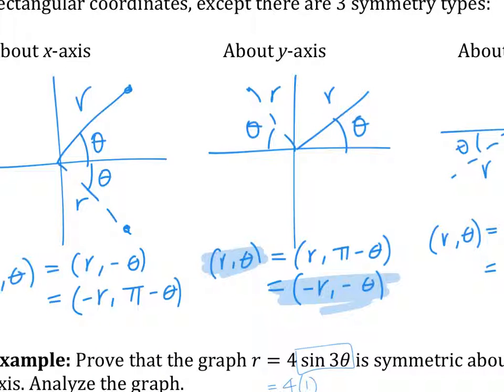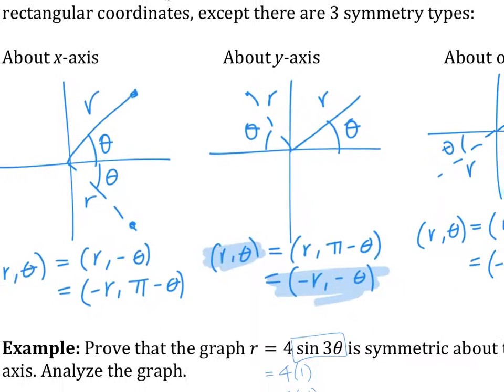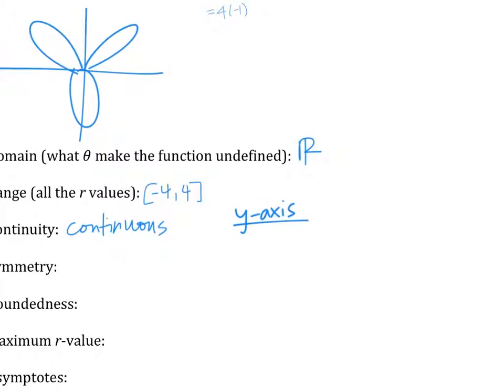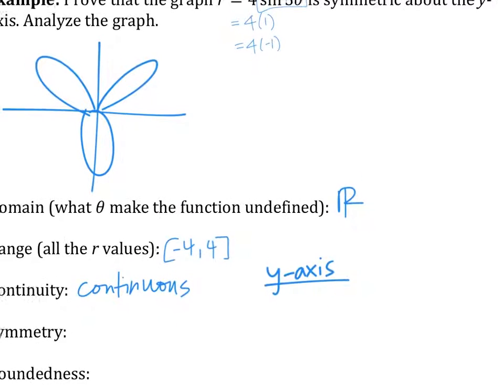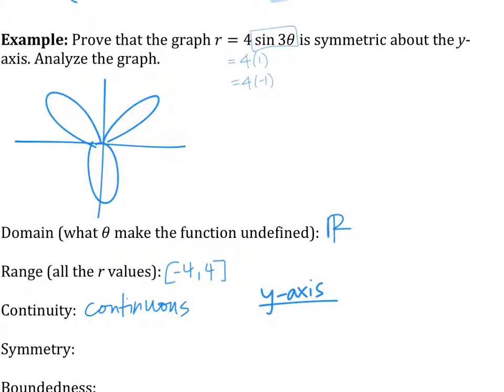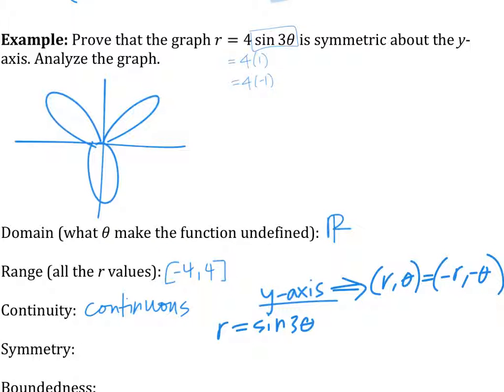R theta equals negative r negative theta. That means if I put negative r, negative theta in the function, I should get the same function back. So my function is r equals sine 3 theta. To prove y-axis, r theta has to equal negative r negative theta. So what I'm going to do is put negative r in the function, and negative theta: sine 3 negative theta.